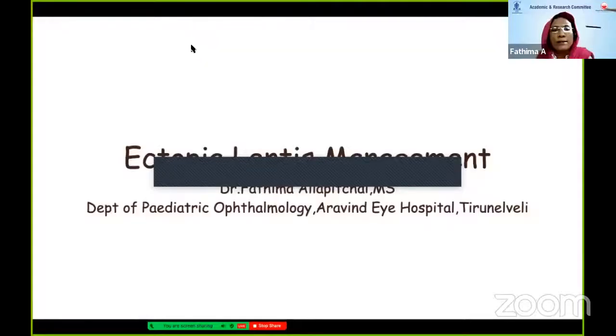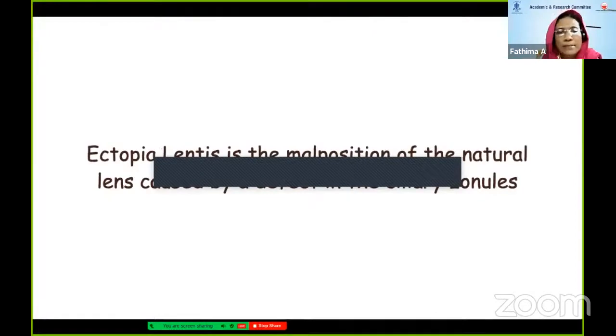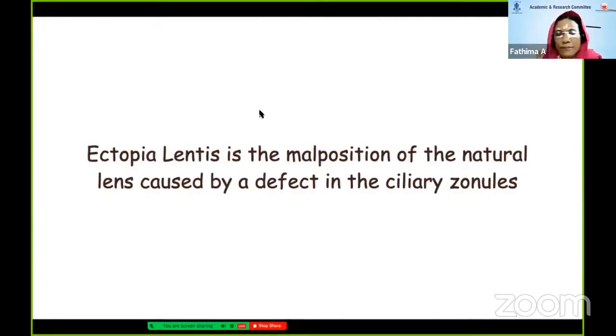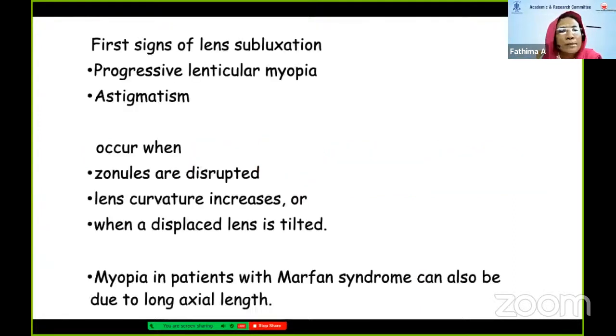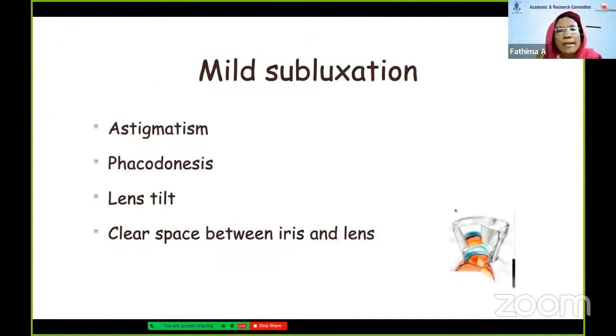She's going to be talking on ectopia lentis. Coming to the topic, ectopia lentis management: it is the malposition of the natural lens caused by defect in ciliary zonules. So how do we manage? First, we have to pick up the early sign of subluxation, that is progressive lenticular myopia and astigmatism. It occurs because of the zonular disruption leading to increase in lens curvature and tilting of lens. And even otherwise in Marfan syndromes and other syndromes, it can occur due to long axial length.